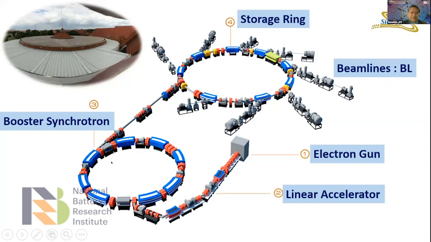And in the booster, electrons are accelerated again in a circular path like this, and the electron energy exceeds 1 giga electron volt, and then from this booster they go to the storage ring. In the storage ring, the electrons are then steered by magnets such as dipole, quadrupole, and so on. And then it's converted to X-ray, which is fed to the beamline facilities.